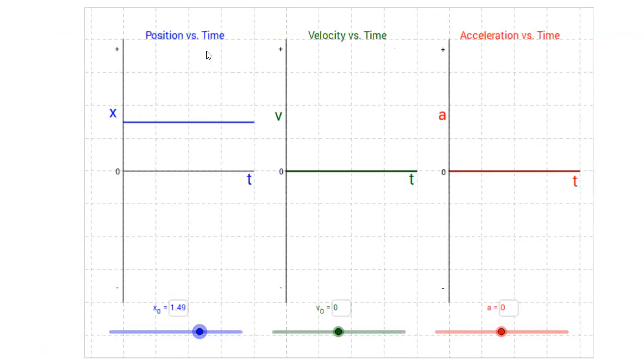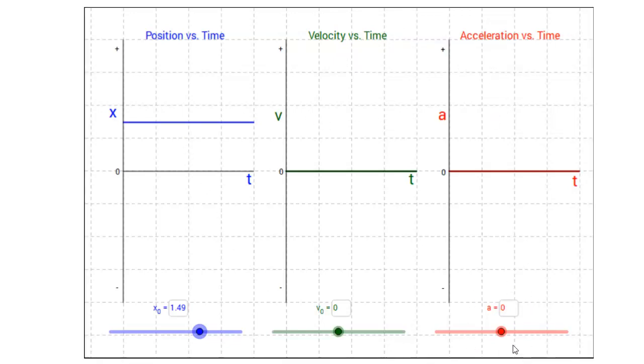So in this small app, we can see a position versus time graph, a velocity versus time graph, and an acceleration versus time graph side by side. I want to start with 0 acceleration. That's the simplest case. And if also the velocity is 0, then it's the trivial graph where the position stays constant. Position could be positive, could be 0, could be negative.